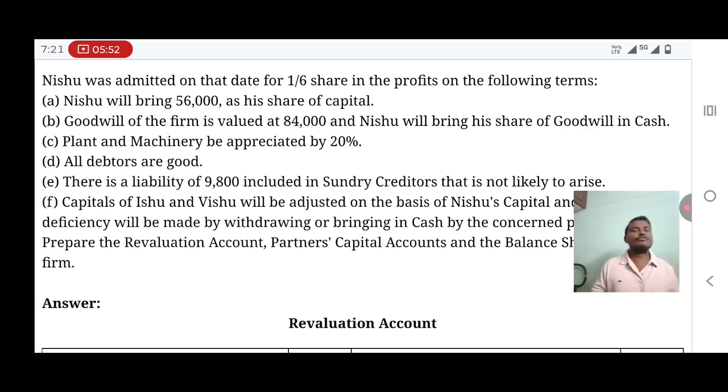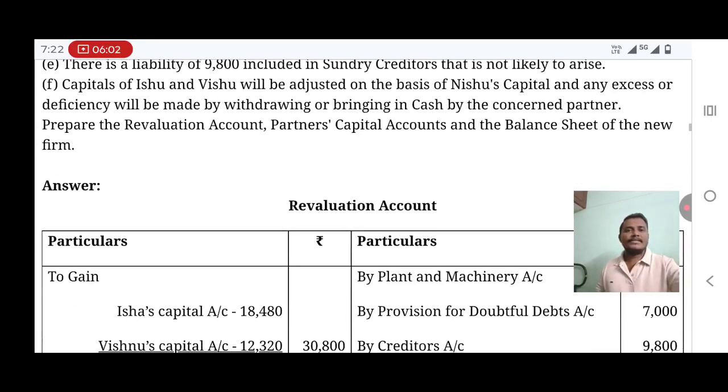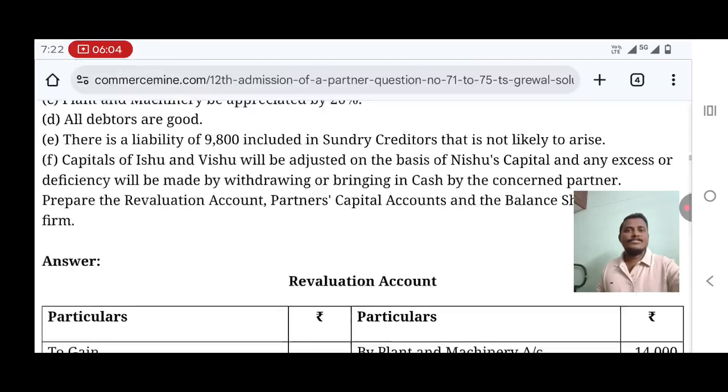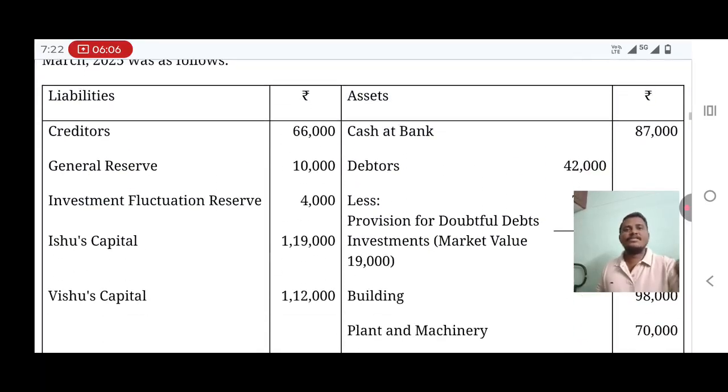4 are 24. So 14,000 is Nishu's share of goodwill that you can split in the old ratio to the old partners. And next, I'll check inside the balance sheet whether any reserve is there. General reserve is there. Always, before closing the partners' capital account, you have to check inside the balance sheet also.